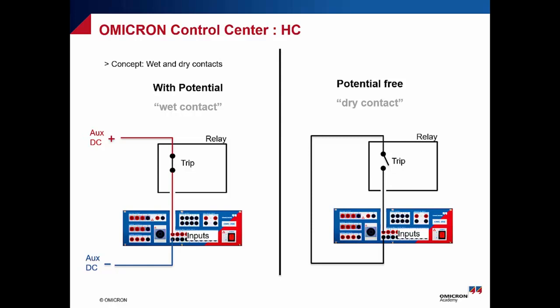And as we see here, the condition number one, if this is closed, the positive will transfer to come here. This is a positive, and here we have a common negative. Across the binary input, we will have the DC voltage. Then the CMC automatically will detect that the trip contact is closed due to sensing the voltage. But in the dry contact, it will sense only the resistance of this contact of the closing loop. No DC here as well.